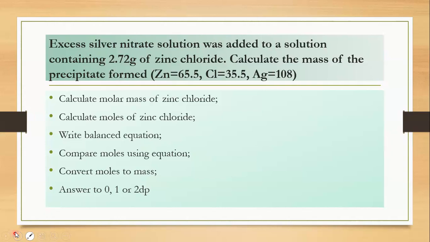I have written down a possible route that can be taken to tackle the question. And you can notice for every step that I have written down, it is relying on the mole, which is our first principle. Calculate the molar mass of zinc chloride. Calculate the moles of zinc chloride. Write a balanced equation. We know that equations are balanced by moles. Compare the moles using the equation. Convert the moles to mass. I'm talking about moles, moles, moles. Those are our first principles.